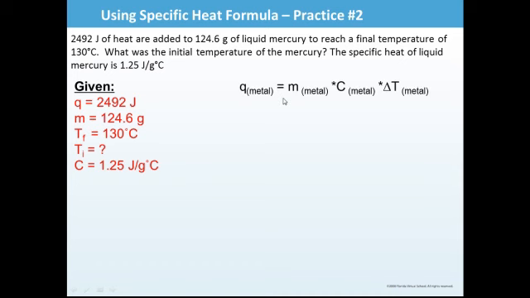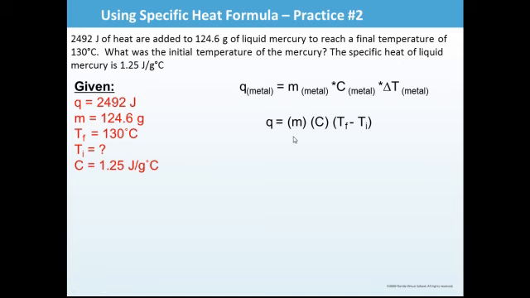The formula we need is our traditional specific heat formula. Q equals mass times specific heat times change of temperature, all of the same substance. However, we are solving for the initial temperature. Therefore, I'm going to have to expand that to say final temperature minus initial temperature, because I am solving for that initial temperature.